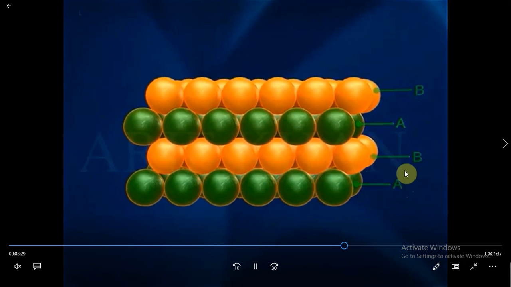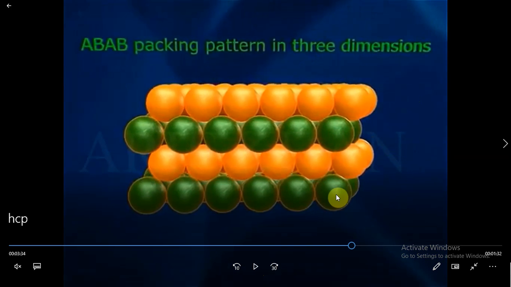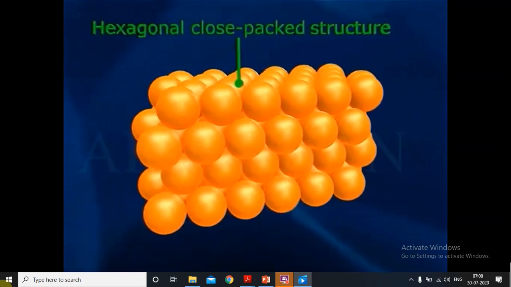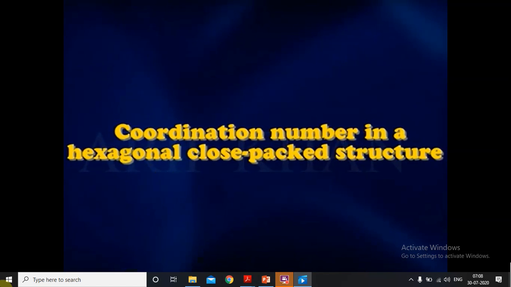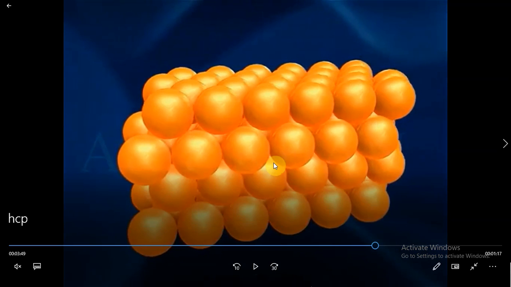So what arrangement is it? It is coming as an AB AB packing pattern in 3 dimensions, isn't it? You see A B. So the AB packing pattern in 3 dimensions is coming. So this is the hexagonal closed pack structure. Why hexagonal? Because now if you see, coordination number is the number of atoms that one atom is surrounded by. So if I consider one atom, it is surrounded by how many atoms at a time? That number of atoms is its coordination number.